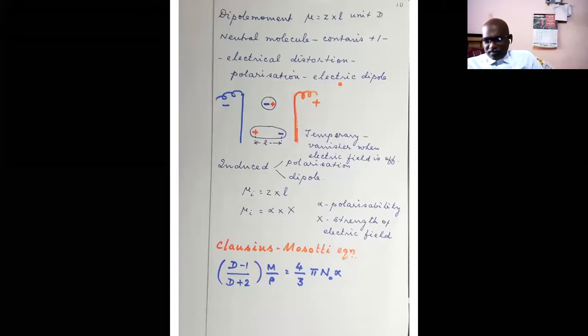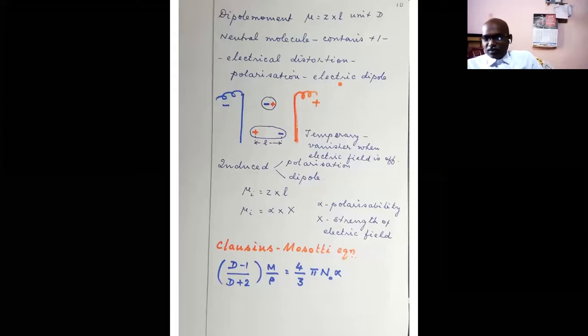Dipole moment mu is equal to Z into L. L means the length between the center of the positive charge and the center of the negative charge. See, you should not get confused. When you refer to different books, there are so many books for physical chemistry. I will mention a few for you. You can go through these books.